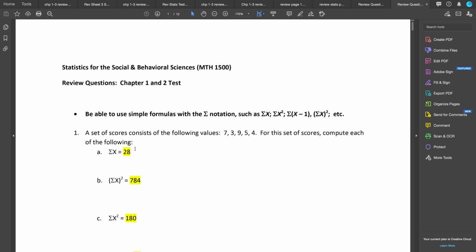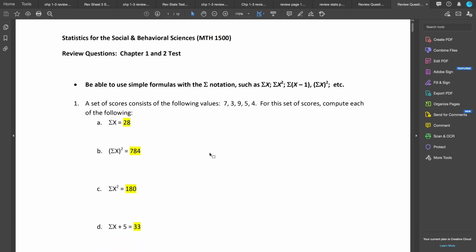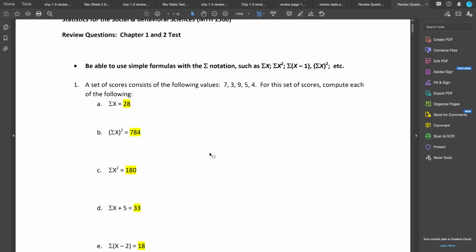So for number 1A, the sum of the x's just means add up the following values, the x values, 7, 3, 9, 5, and 4. When you do that, you get 28. Then this one, it's very important you notice the parentheses.